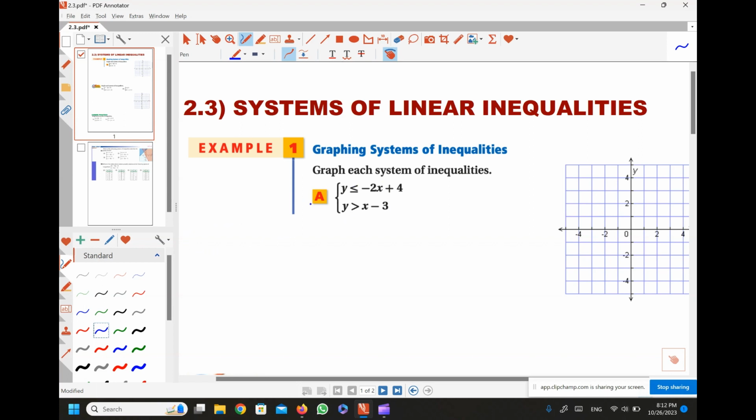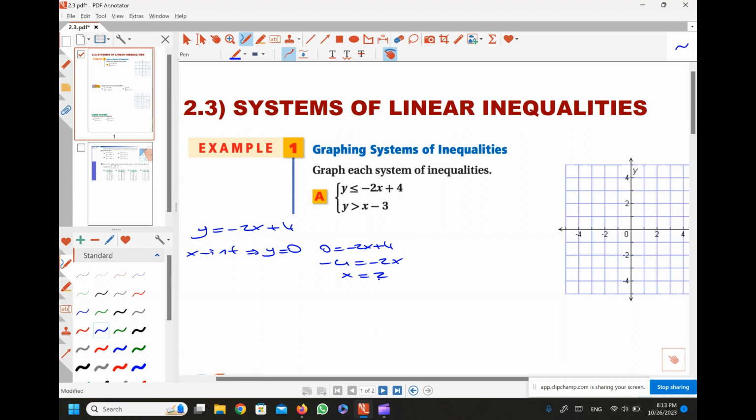The first inequality, y is less than or equal to negative 2x plus 4. You suppose there's an equation first to find intercepts. y is equal to negative 2x plus 4. Your x-intercept will be found by letting 0 for y. When y is 0, 0 equals negative 2x plus 4. Bring 4 to the other side. Negative 4 equals negative 2x. Divide by negative 2. x is equal to 2. So (2, 0) is your x-intercept.